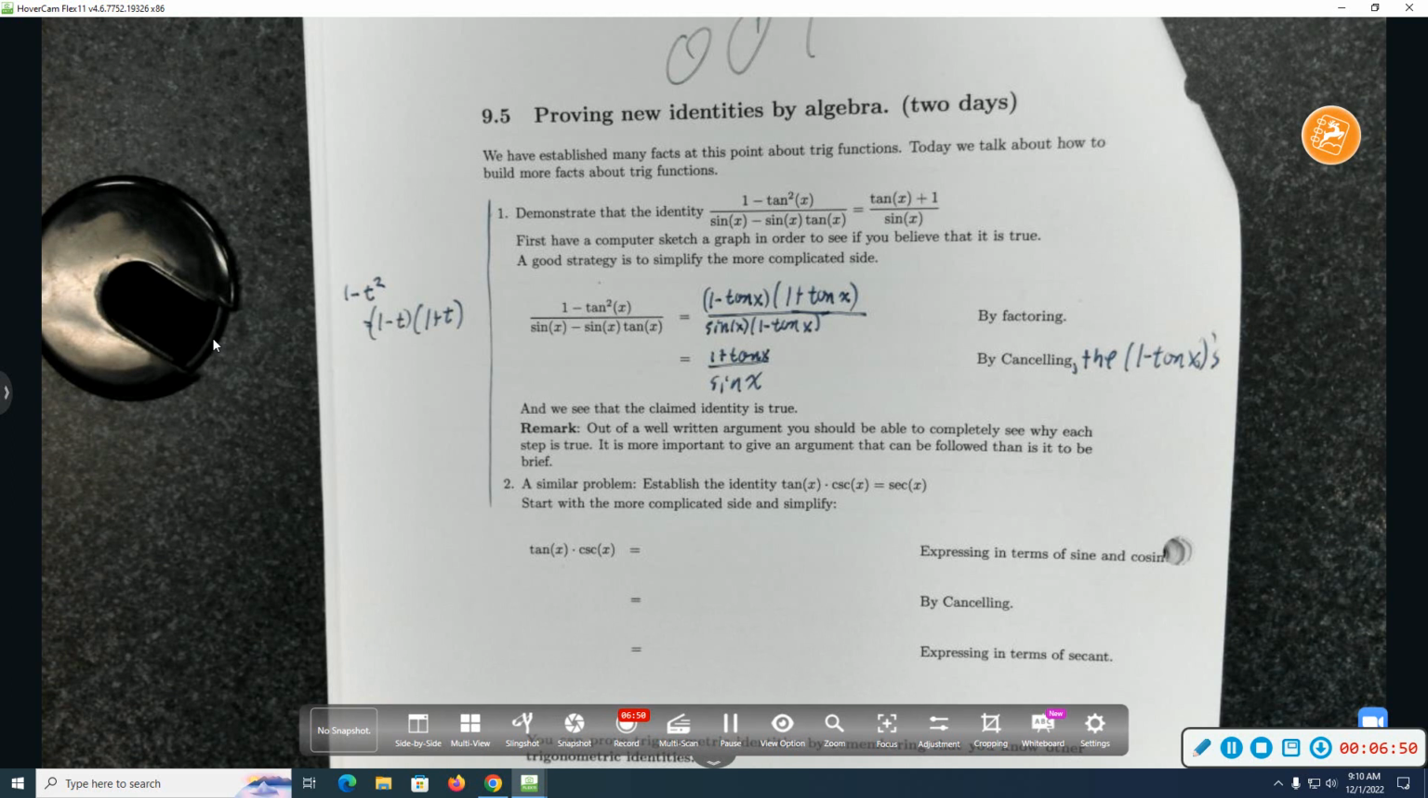So let's carry on. Here's a similar problem. Let's establish that identity: tangent times cosecant is equal to secant. Is there a single side of that equation that's obviously more complicated looking? Take a look at that more complicated side, and maybe even following the rough outline of steps given there, complete that proof.